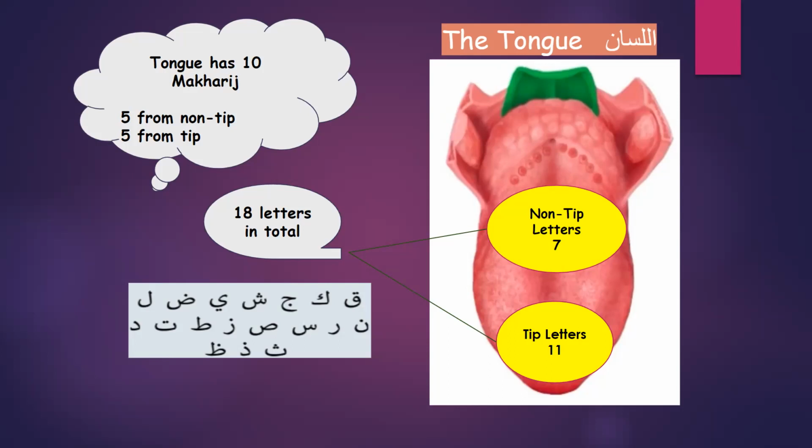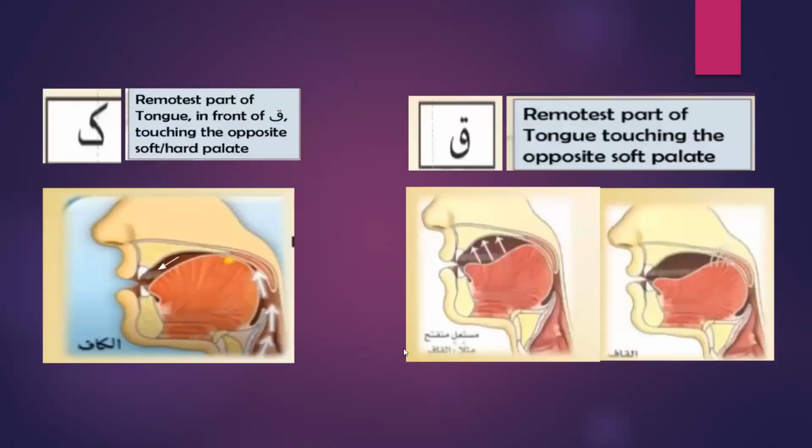And now let's start looking at those letters that come from the non-tip first. Okay, so we have the qaf and the kaf. These two letters come from aqsa lisan, and as I said, it's a non-tip letter. The qaf is a heavy letter and the kaf is a light letter.